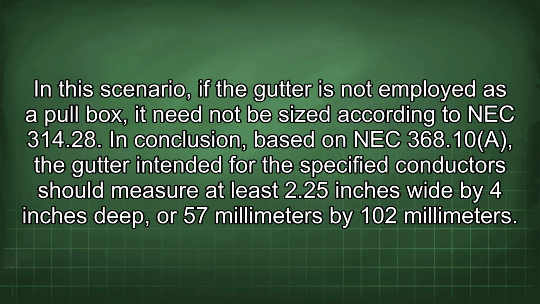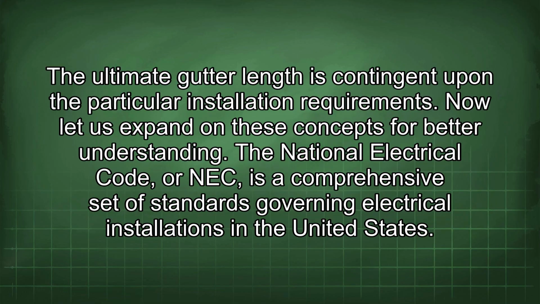314.28. In conclusion, based on NEC 368.10a, the gutter intended for the specified conductor should measure at least 2.25 inches wide by 4 inches deep, or 57 mm by 102 mm. The ultimate gutter length is contingent upon the particular installation requirements.